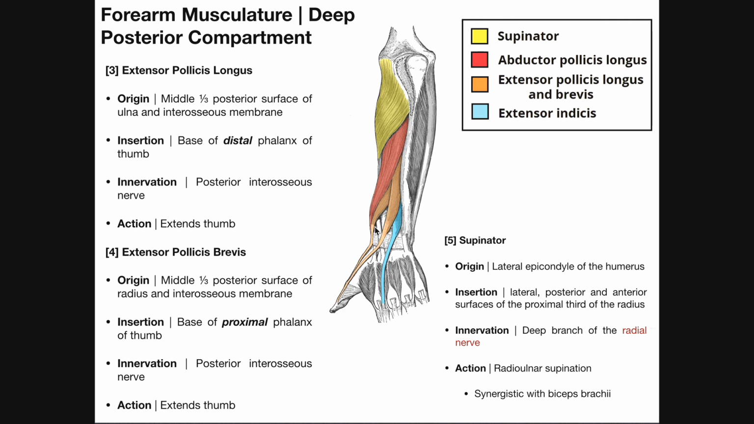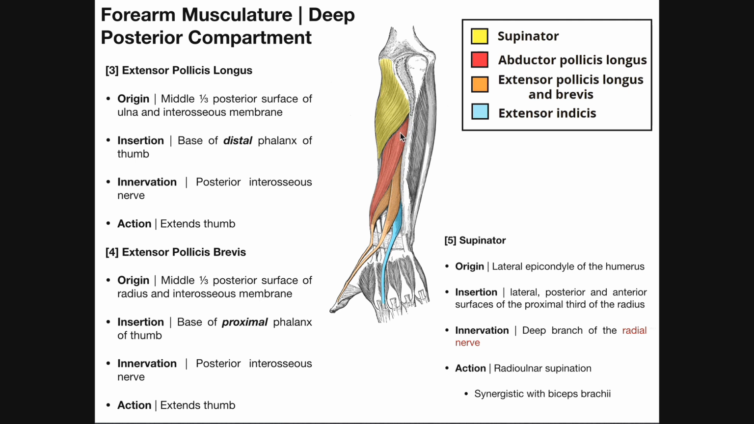The brevis one is shorter because it's actually going to insert a little bit proximally to the insertion of the longus. Okay? But in general, both of these have a similar origin. Extensor pollicis longus originates on the middle third of the posterior surface of the ulna and interosseous membrane. Extensor pollicis brevis, a little bit different but similar, originates on the middle 1/3 of the posterior surface of the radius and the interosseous membrane. Okay, so that's where they originate.